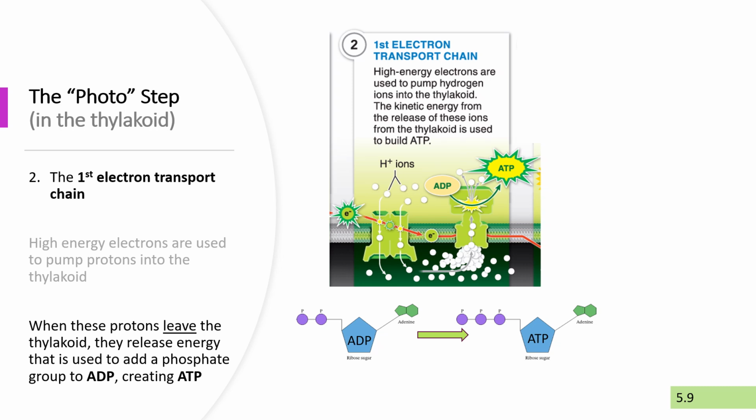So the protons build up in the thylakoid, storing potential energy, and at some point they rush back out of the thylakoid. When they do this, they release energy that is used to add a phosphate group to ADP, making ATP. So now we have transformed that sunlight energy into potential energy stored in the bonds of ATP.